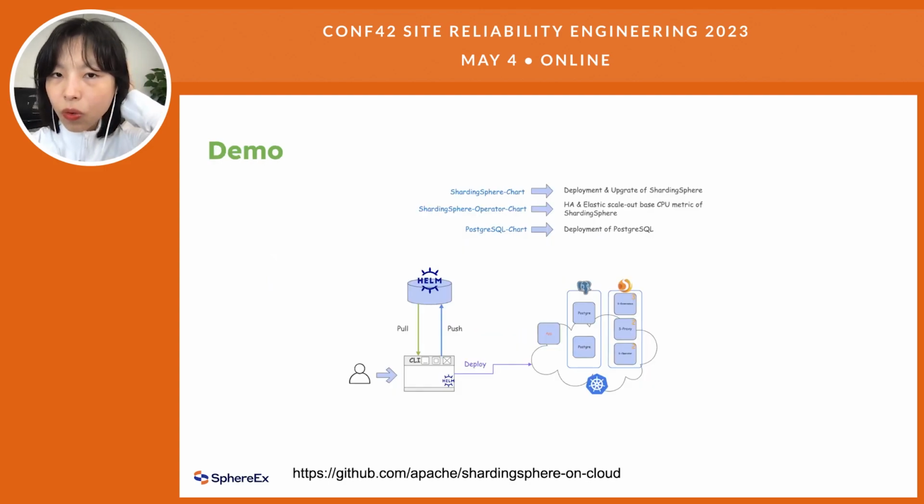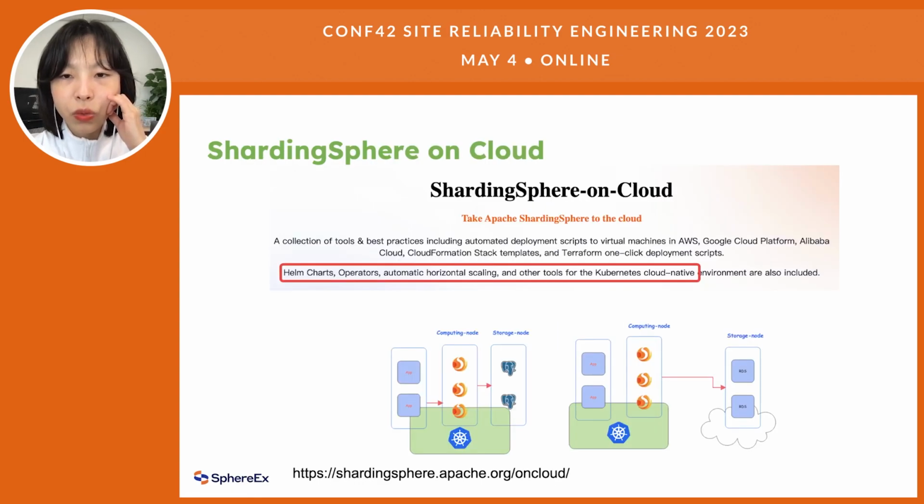So in our demo, I will use this repo, ShardingSphere on Cloud, to help us quickly deploy a ShardingSphere cluster. You can choose to use RDS as the storage node, and the ShardingSphere on Cloud repo helps you deploy the ShardingSphere proxies, right? Because, like I said, one benefit of this solution is that you are not locked into one cloud.